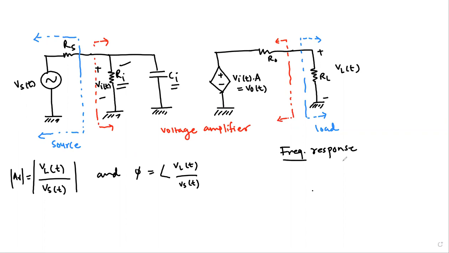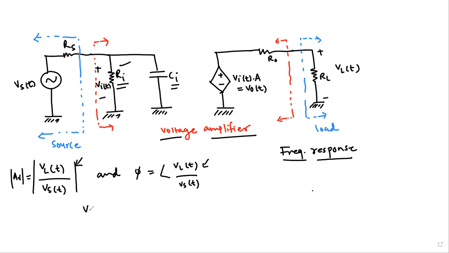Basically, this is an amplifier with source and load connected to it. Okay, and in between is the model for the voltage amplifier. So the frequency response will be composed of the magnitude with respect to frequency, how the gain varies actually, and how the phase varies with respect to frequency. So that's how we can obtain it. So how to do that?